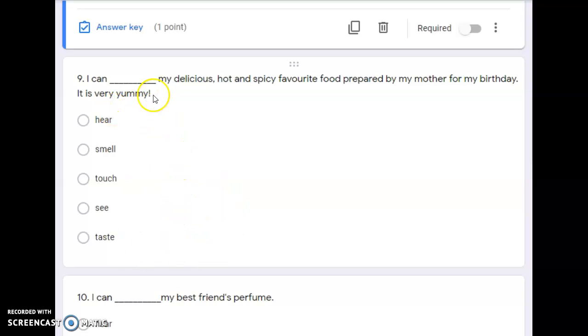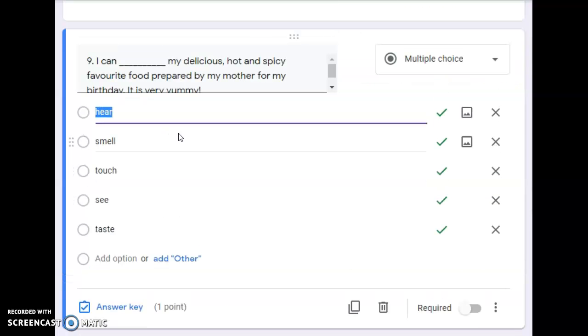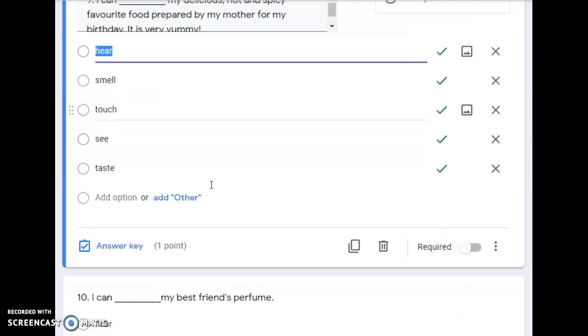So you can hear your mom cooking. So if you answer here, then you get it right. So you can also smell, right? If your mom is cooking, you can also smell the food. You can also touch the food. You can see the food. You can taste the food. So if you answer any of this, then you have a point.